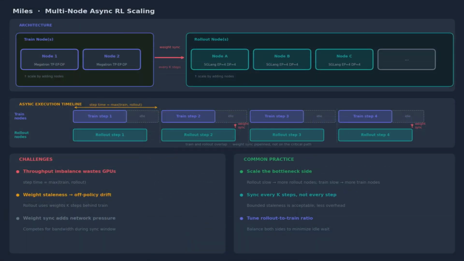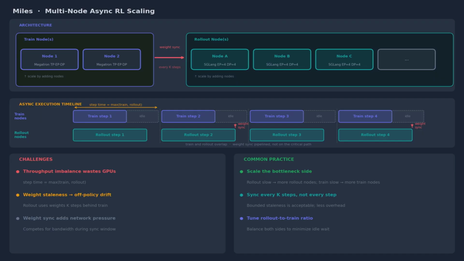However, this induces several challenges in this architecture. For example, if our rollout phase and trainer phase are imbalanced, then that will lead to GPU resource waste. Second, the rollout phase sometimes uses stale weight. It will lead to off-policy drift for scaling. And third one is weight sync, since we are now going through the network, it will induce network latency.